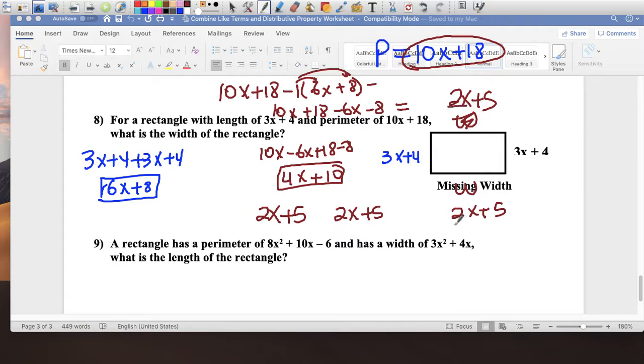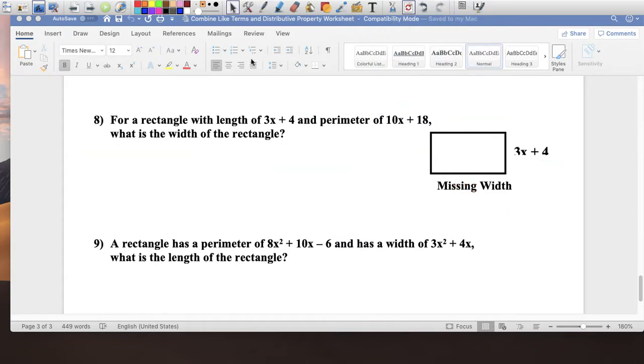Well, I have 2x, and 2x is 4x, plus 6x, that's 10x, so that's a check. And my constants give me 18. Well, that's a 5, that's a 5, that's 10, plus 4 is 14, plus 4 is 18. And I actually get this, which was the total perimeter to begin with. Well, we know, again, we're good.